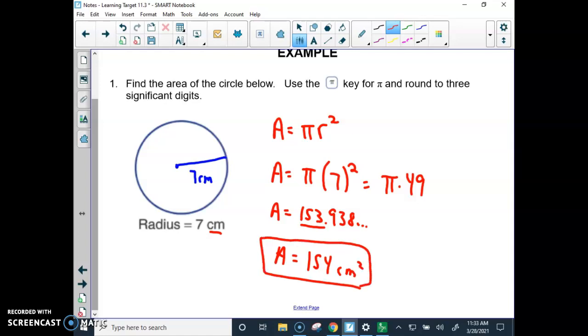Pretty good so far. All right? But I kind of want to go to a little bit more difficult problem. So again, you'll have a few on your assignment that are just, again, finding the area given certain dimensions of a circle.